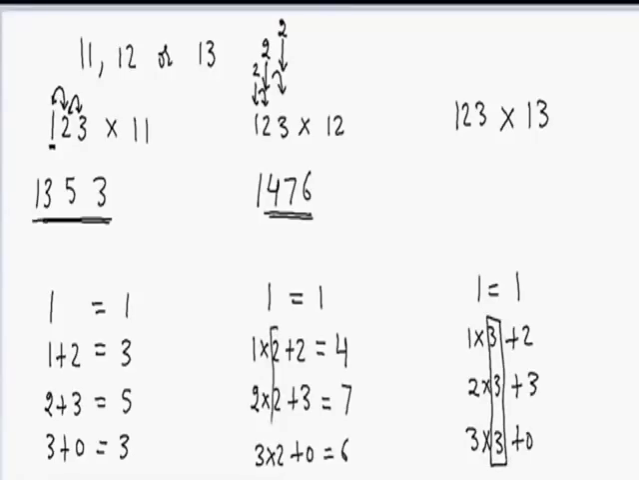Here I multiplied all the numbers by 2, and here I did not do any multiplication because it was 1. So if I add these numbers, it will be 5, 9 and 9. So the answer will be equal to 1599. So that's how I'll multiply any number by 11, 12 or 13.